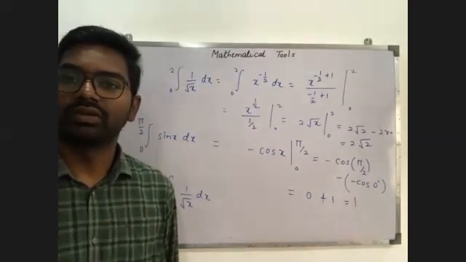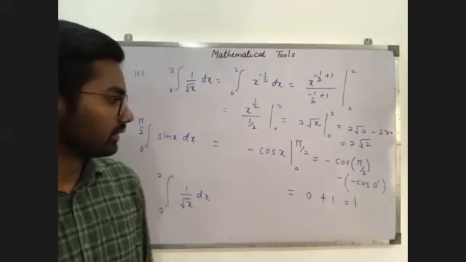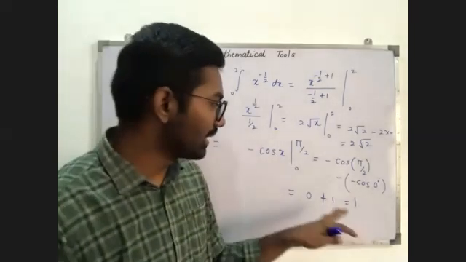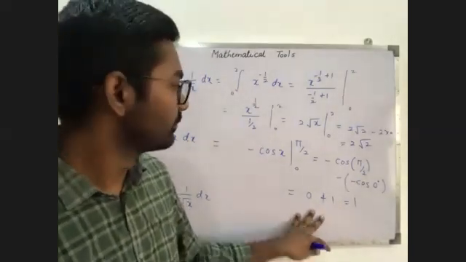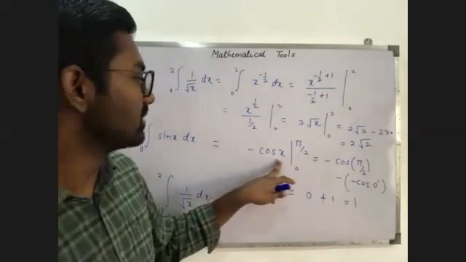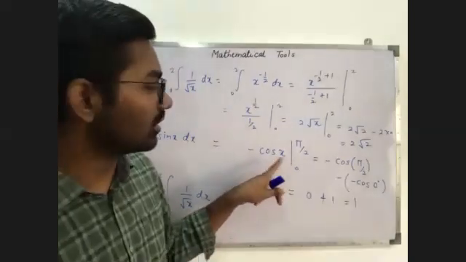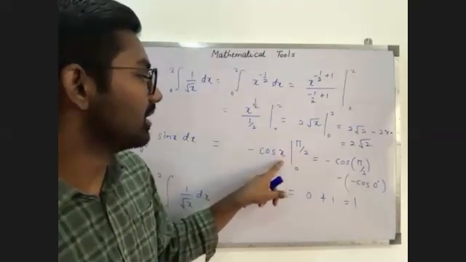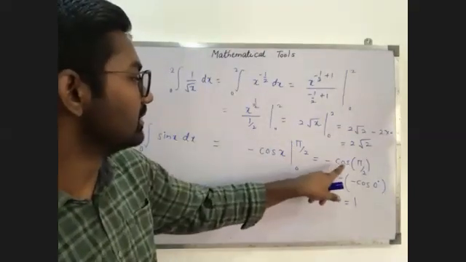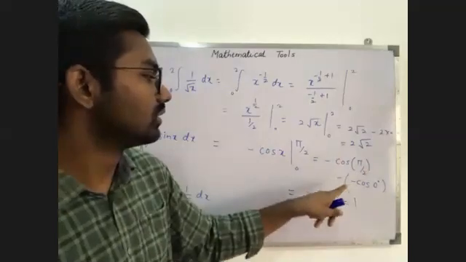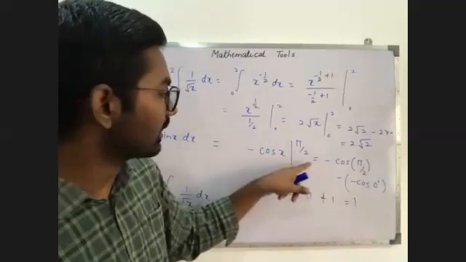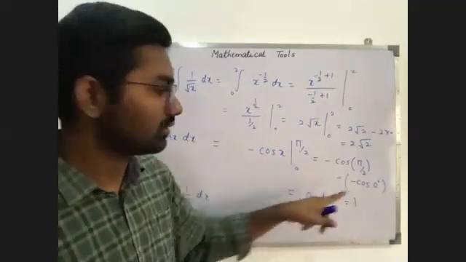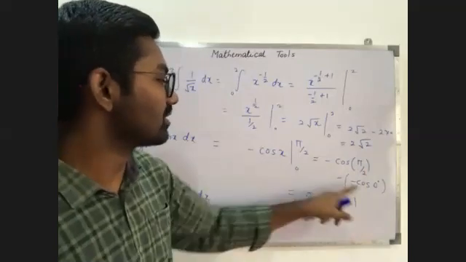Is it done? Everyone noted? Second will be 1. Why 1? Can you tell me? Sin x integration is minus cos x. Minus cos x from 0 to pi by 2. So first I will put pi by 2 in place of x. So minus cos pi by 2. Then minus, again I will put 0. So in bracket minus cos 0.